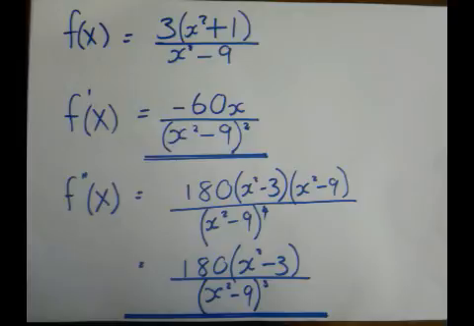Then we go on to the second derivative, and we get this one using the first derivative. It's basically the same step. We're going to get 180 open bracket x squared minus 3 close bracket, all over (x squared minus 9) everything cubed. The first and second derivatives are what we're going to need when we sketch our graph. For now, let's go on to find the intercepts.